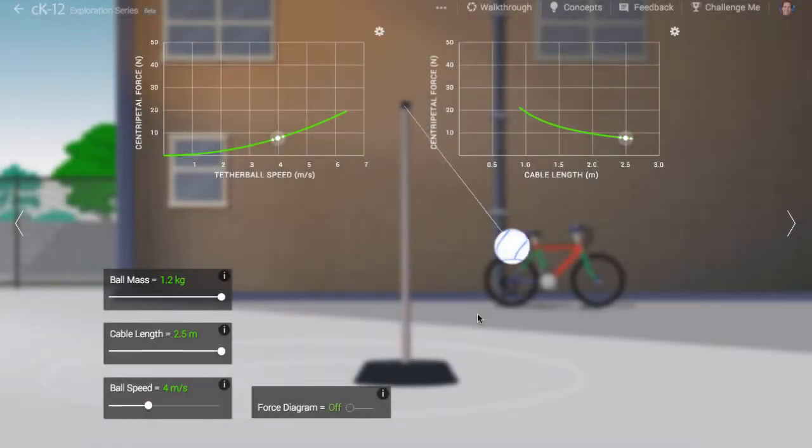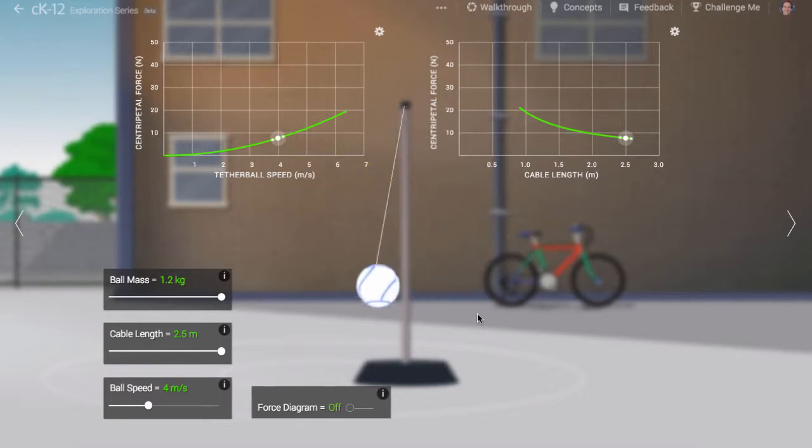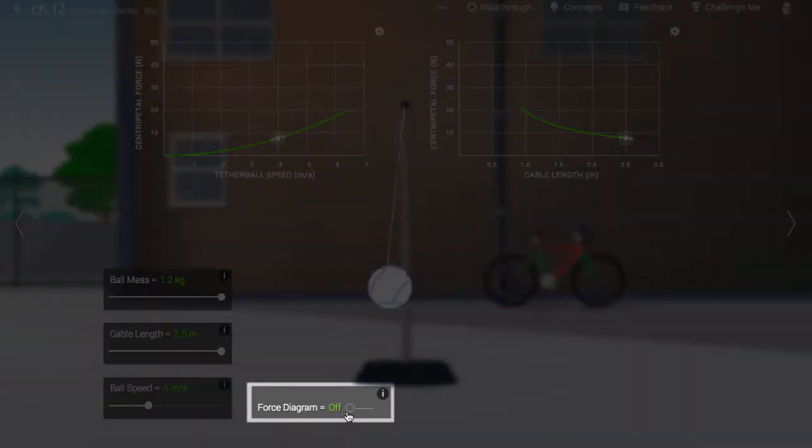The physics of tetherball can be a bit confusing at first. The ball orbits in a horizontal circle, but it isn't immediately clear which force provides the inward centripetal force that causes it to move in that circle. Let's turn on the force diagram and watch the tetherball orbit for a little while.